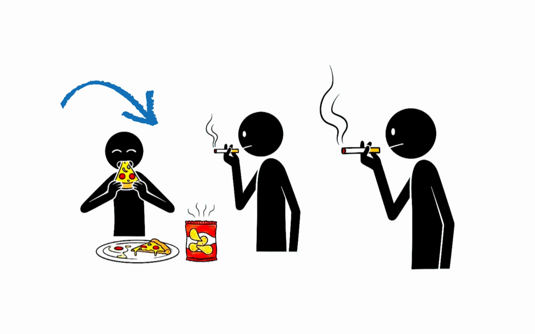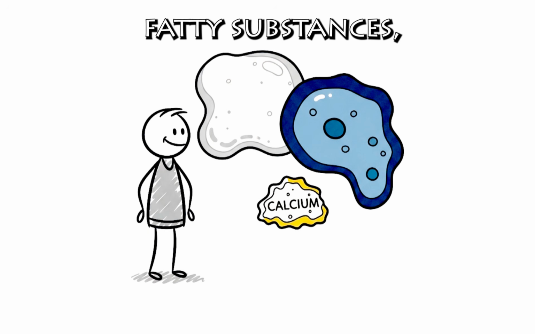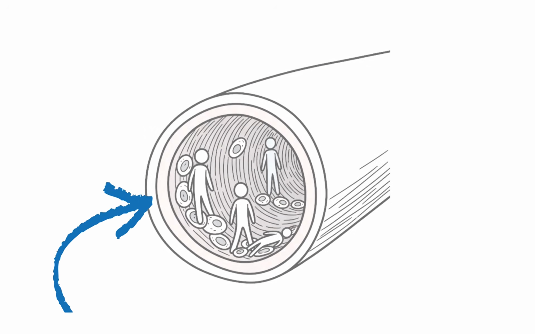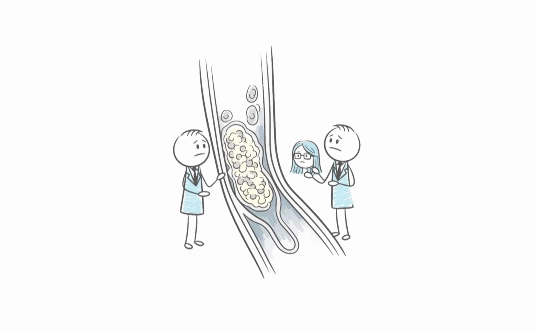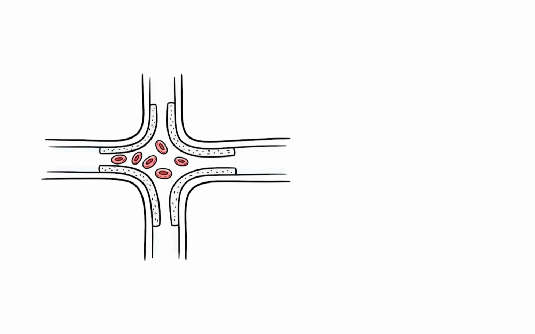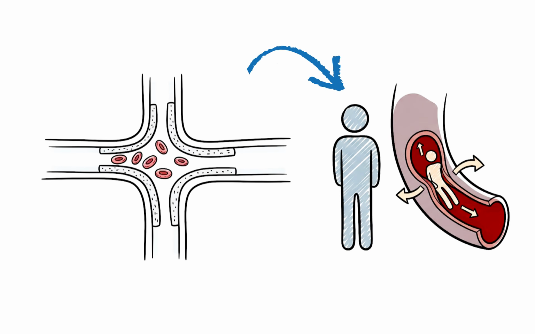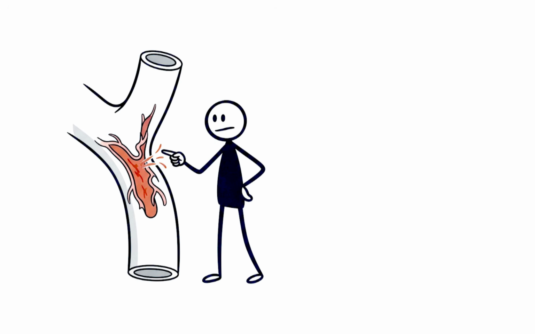The primary cause of coronary artery disease is a process called atherosclerosis. This occurs when fatty substances, cholesterol, calcium, and inflammatory cells accumulate along the inner walls of the arteries. These buildups form plaques. As plaques grow, they reduce the space inside the artery, limiting how much blood can flow through. The artery also becomes less flexible, making it harder to respond to changes in blood demand.